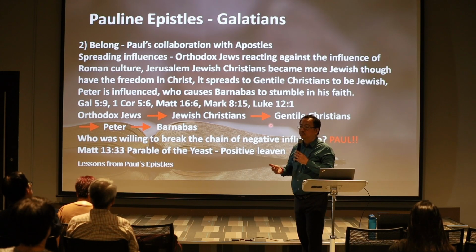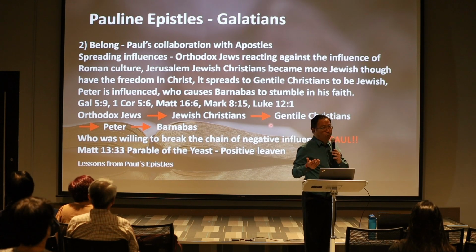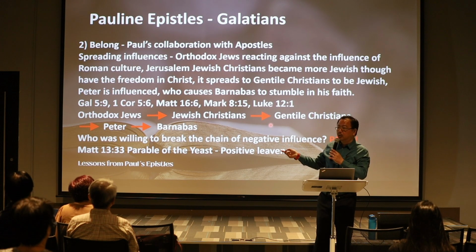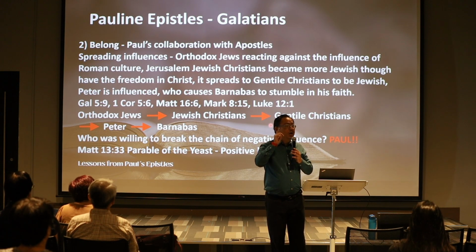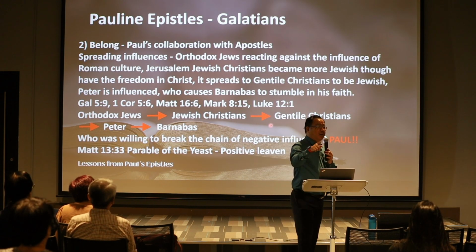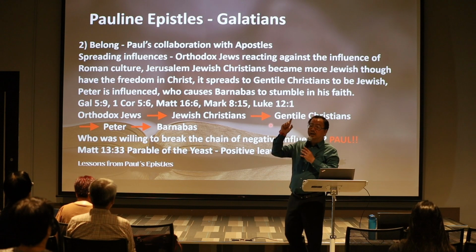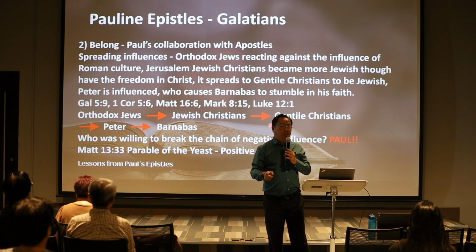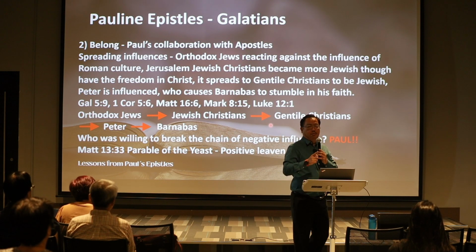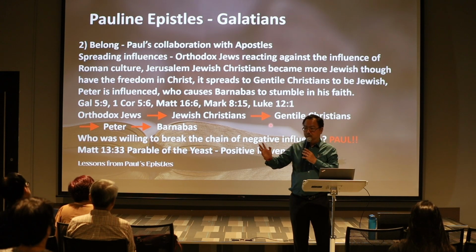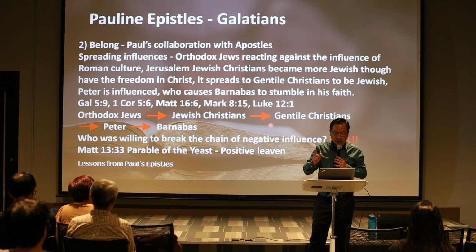Who was willing to break the chain of negative influence? Was it Peter? No. His apostle? Was it the Jerusalem elders? Actually, not really. It was Paul. Only Paul at that time was willing to stand up and speak up and say, no, this is not what Jesus taught us. He did not teach us that you need to get circumcised to be a Christian. He said, we are free. And he brought them back to Jesus. Was it tough? It was tough. But he was willing to be that person to break the chain.